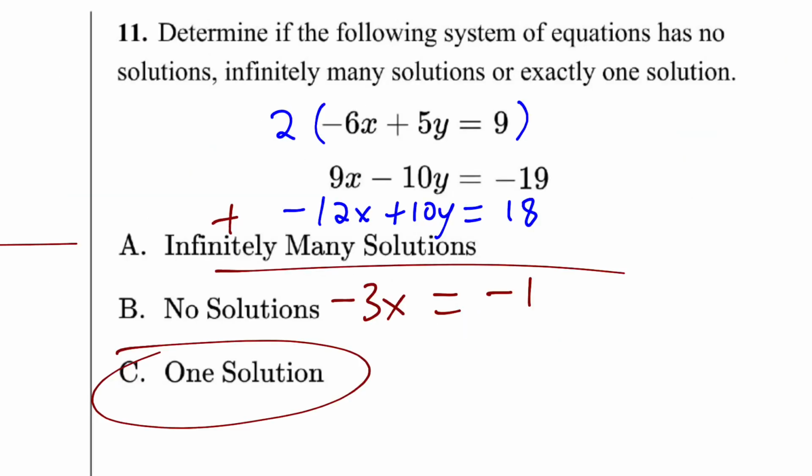Next up, this one's not set up for elimination. 6 does not go into 9, but 5 does go into 10. So I take this top equation and I double the whole thing. I'm going to rewrite it down here after I've doubled everything. So let's scribble this one out.